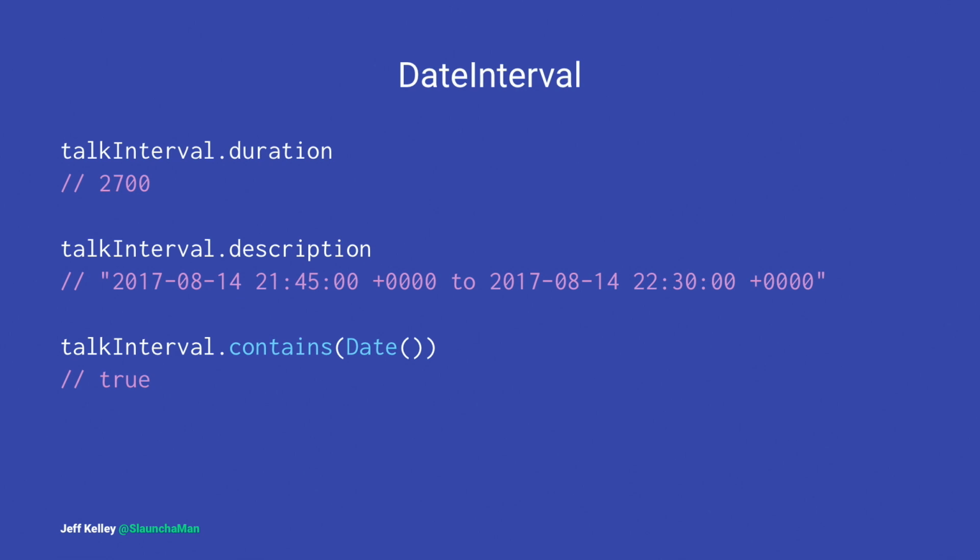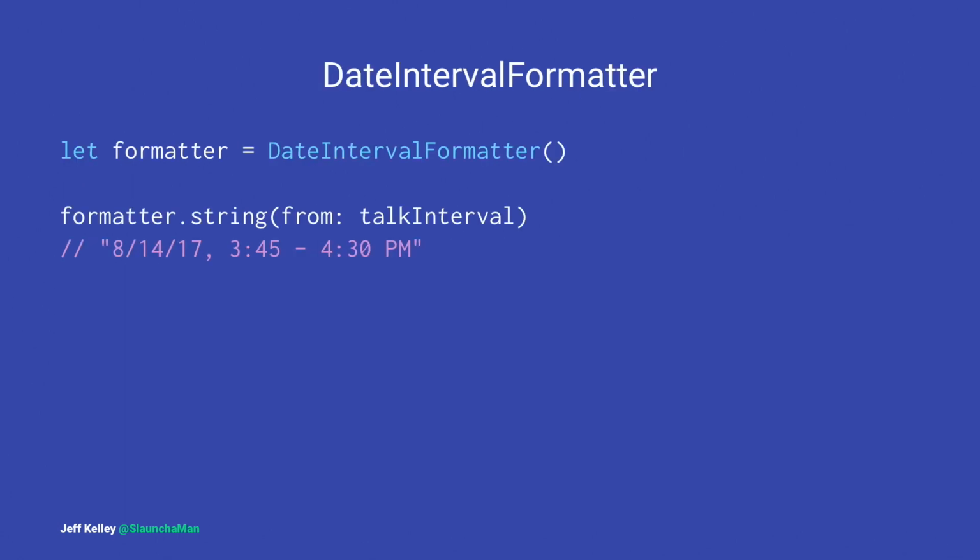And then I can ask that date interval if it contains the current date. And because I'm talking right now, that's true. Now, if you want to format that, you can use the date interval formatter. And here we have a nice human-readable string for the time that I'm giving this talk. And so that's one of the things that used to be pretty hard in iOS, getting this formatting to work right. Because a date interval formatter will automatically take into account when that date describes multiple dates and give you the right string to show your users.